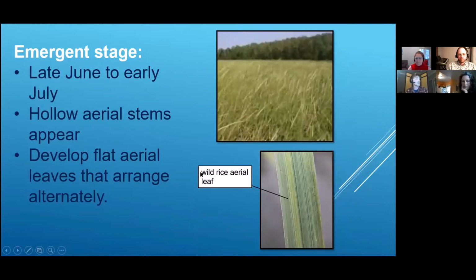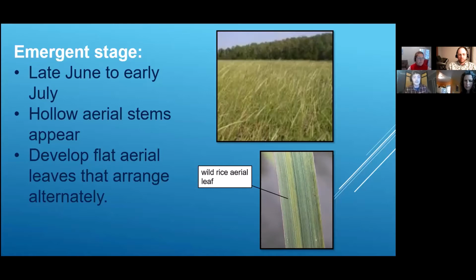The next stage is the emergent stage, and that's when the wild rice starts to pop out of the water in later June to early July. When you see this, it'll appear as some hollow stems coming out of the water. I don't know how easily mistakable that is for other plants. Maybe like a bulrush, I think those are kind of similar looking. You see a round one. But yeah, they're pretty hollow stems too. If you squish them, you'll feel that they have a little bit of give to them.